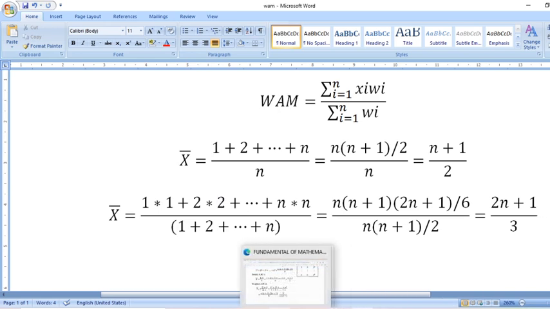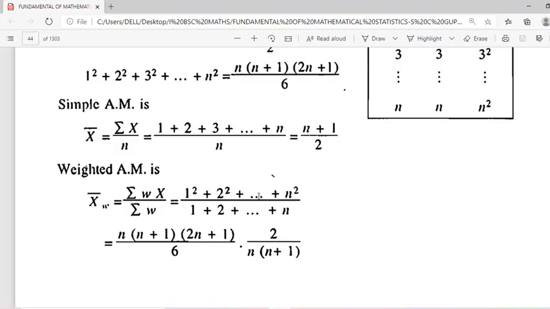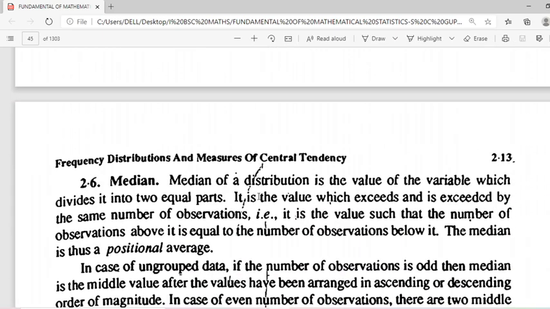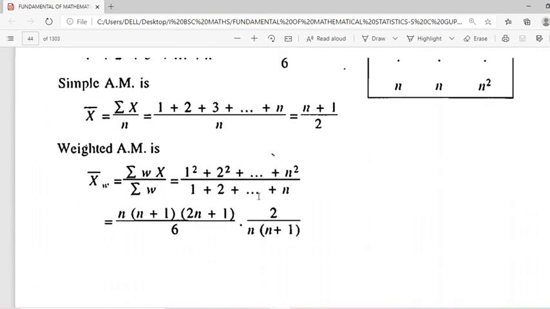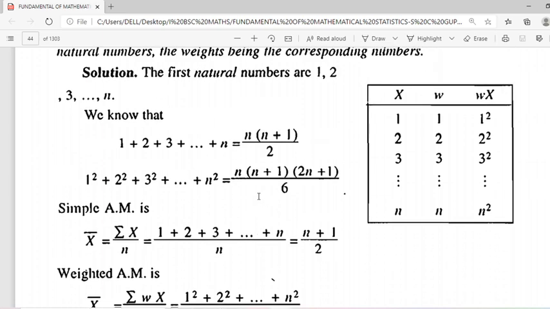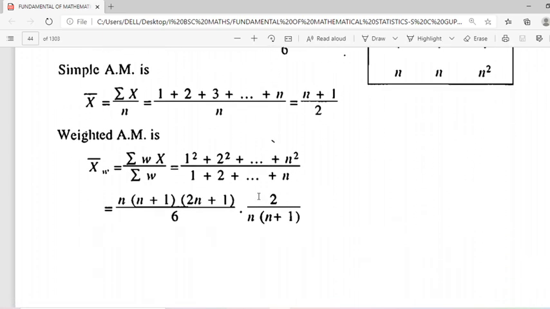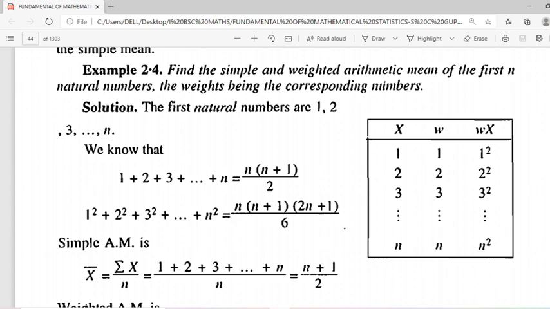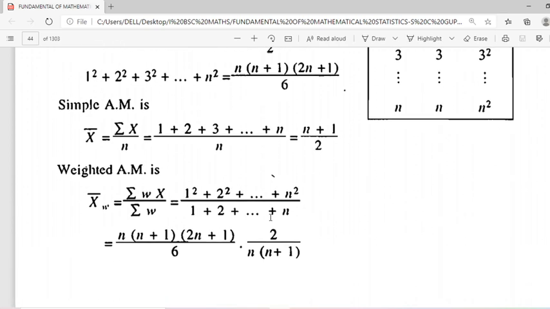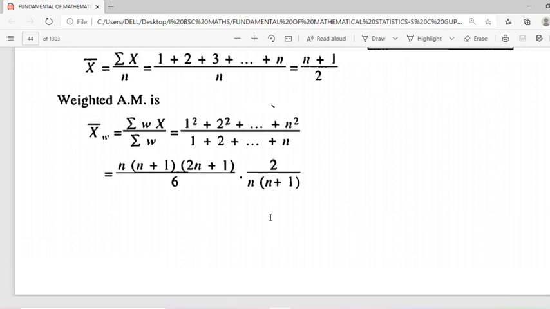Okay, this is the formula. So this is the concept behind calculation of arithmetic mean, weighted arithmetic mean. I think you got the idea of calculation of weighted arithmetic mean. You can write this matter in your notebook and you can submit through Moodle.